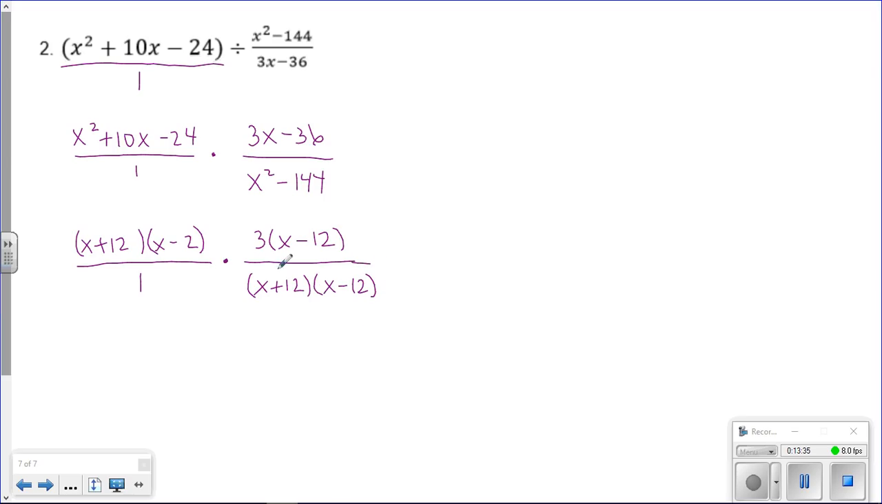All right, so now everything is factored. I'm going to multiply straight across. So I've got x plus 12. Oops, I forgot my 3. Again, I like to bring out my numbers or letters that I pulled out first. So don't forget to do that. And then x minus 2, and then x minus 12. So basically just multiply everything in the numerator and then multiply everything in the denominator. So 1 times anything is whatever you have, so I don't have to write the 1.